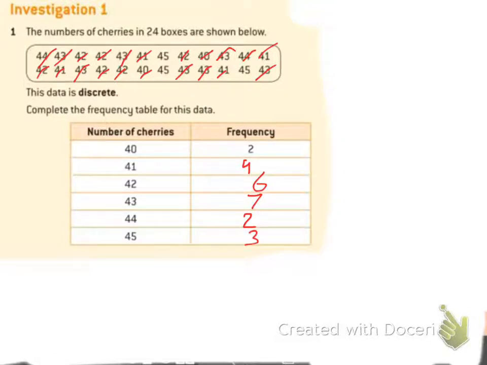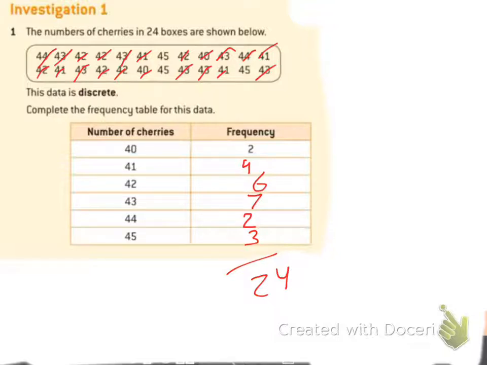Now, they did tell us that there were 24 boxes. So 4 plus 2 is 6, plus 6 is 12, plus 7 is 19, 19 plus 5 is 24. So there are 24 boxes. We got all the numbers. So that's how you would set up a frequency table.